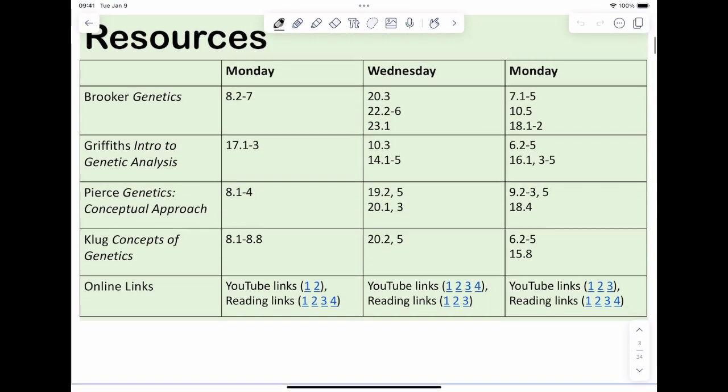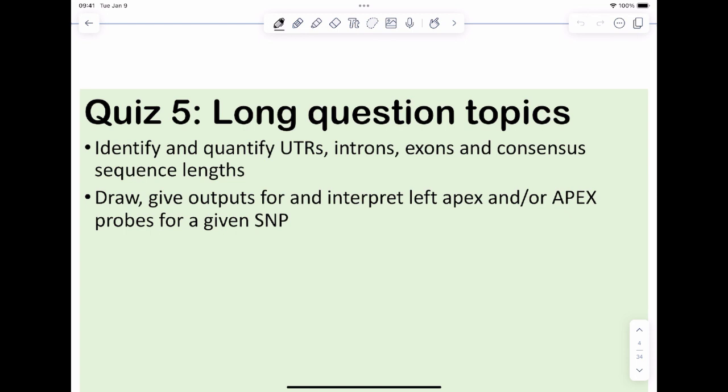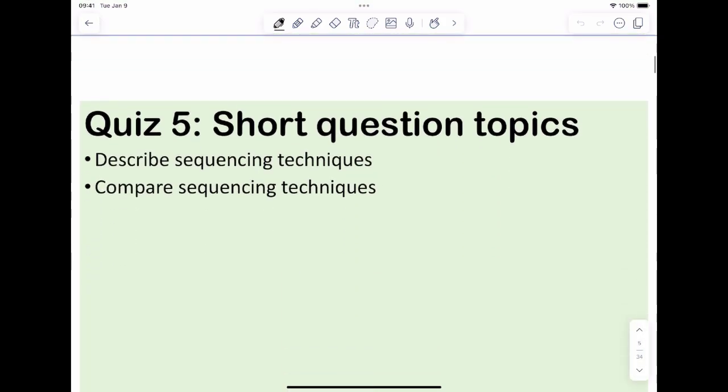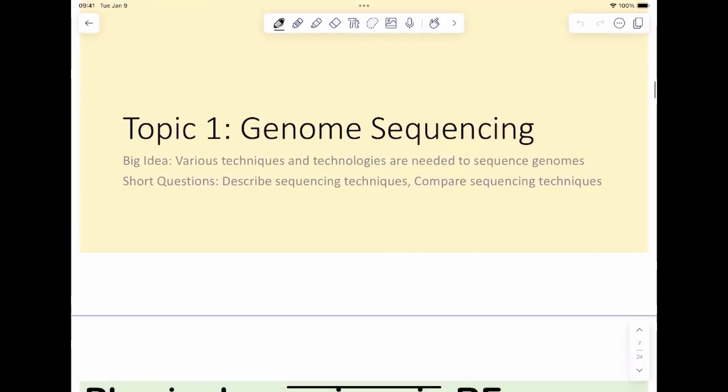So in terms of resources, hooray, long questions. We will definitely get to the first one. Hopefully we'll get to the second one. The short questions are pretty simple. I told you about that.